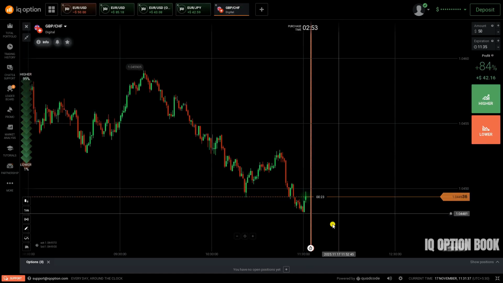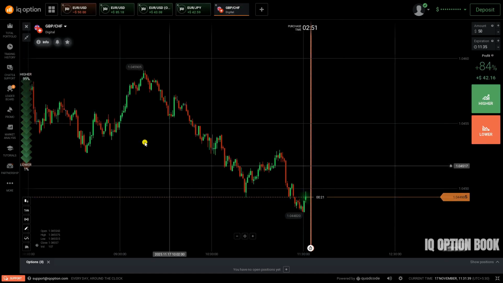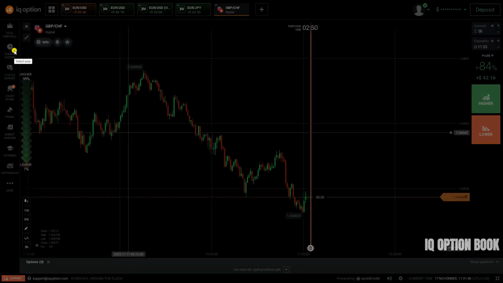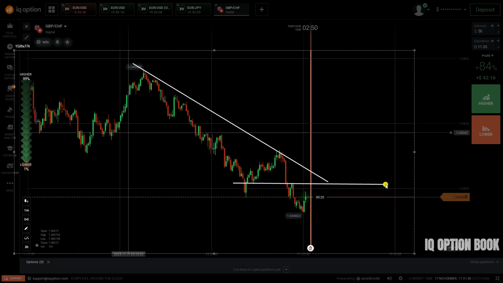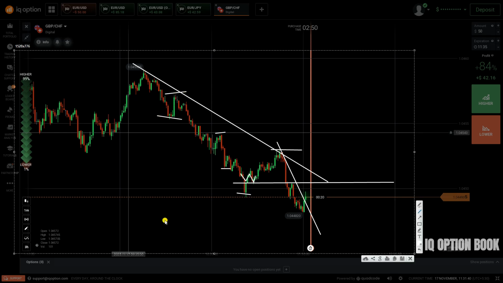Let us take the last trade. What is the trend here? The trend is a downtrend. Simple. What is the previous resistance? This is the resistance for this one, and this is the support for these candlesticks. This is our trend line. Let us draw a minor trend line. What is the market structure? Lower highs and lower lows. These are the market structures.